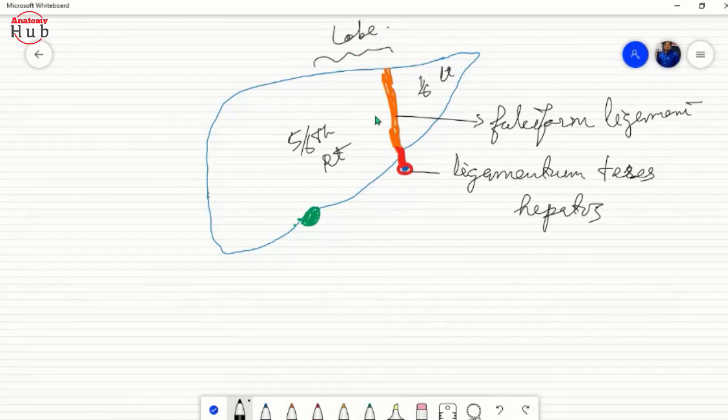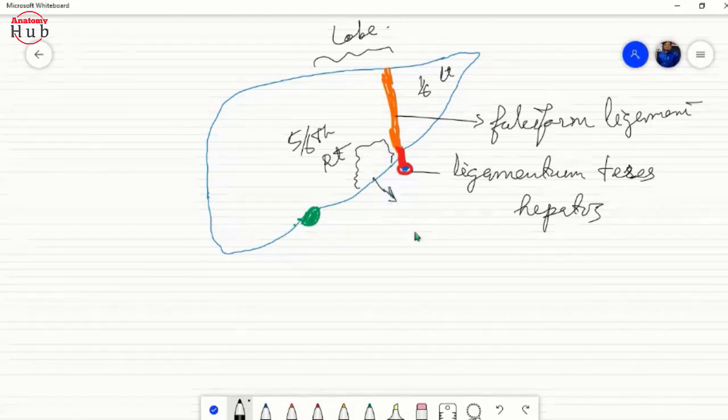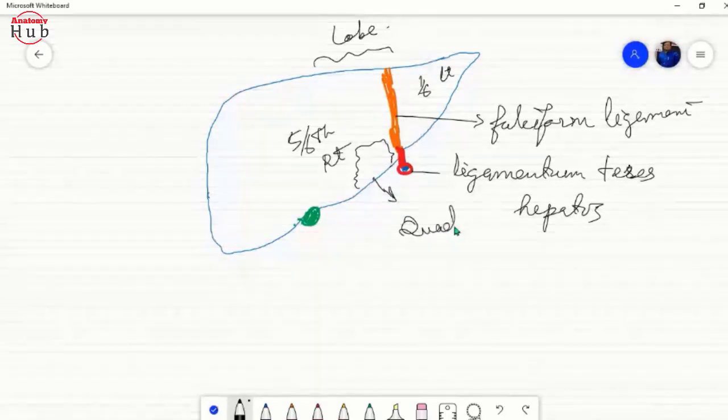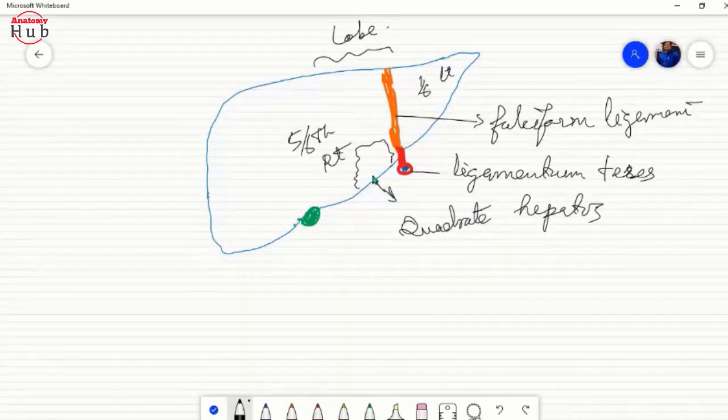But you know that there is the presence of one lobe at the inferior surface, known as your quadrate lobe. I have just drawn it here, but it is not visible from the anterior side. It is present at the visceral surface. And here at this point you will find another lobe, in caudate shape, so that will be the caudate lobe.